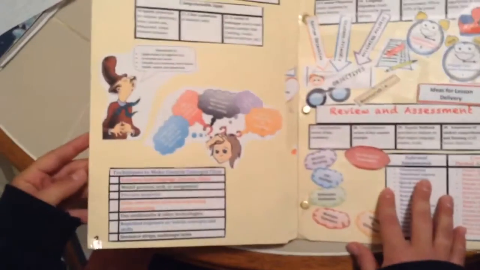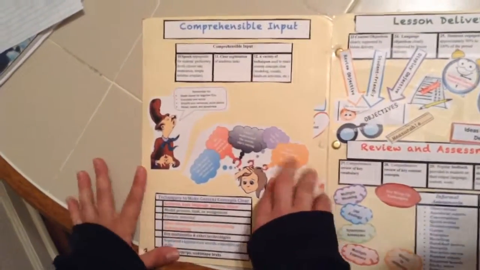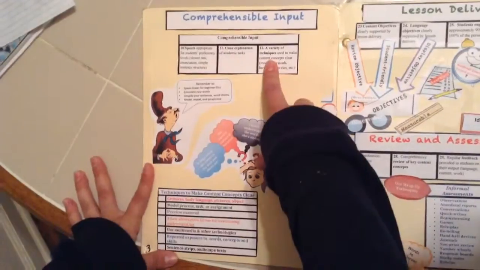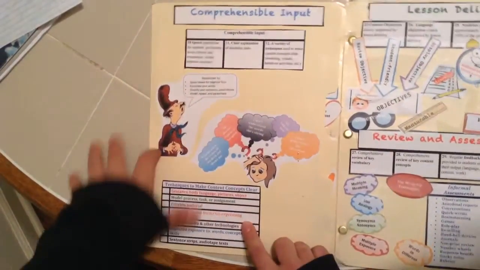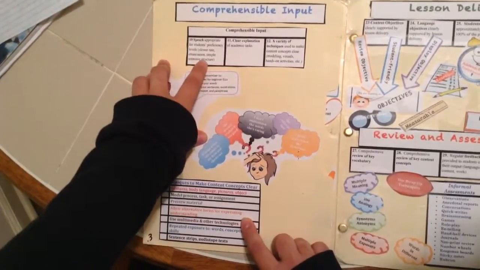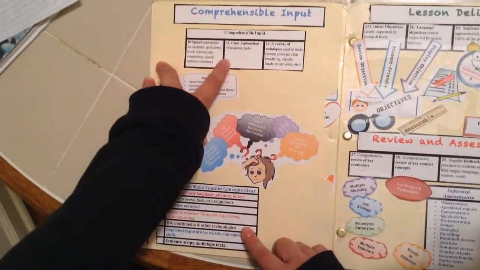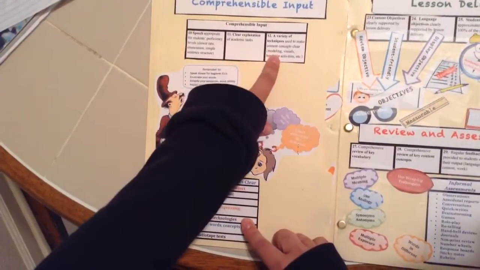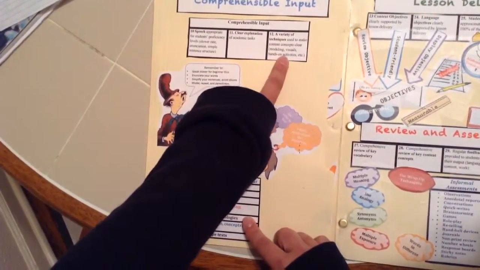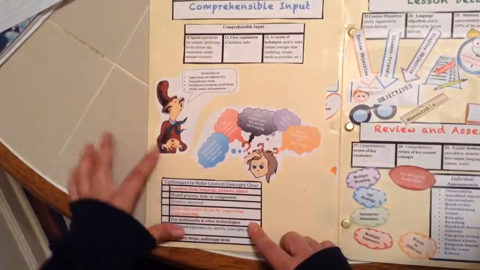Now we're going to flip over to comprehensible input. This one also has 3 indicators: speech appropriate for student proficiency levels, slower rate, enunciation, simple sentence structure, clear explanations of academic tasks, and a variety of techniques used to make content concepts clear.